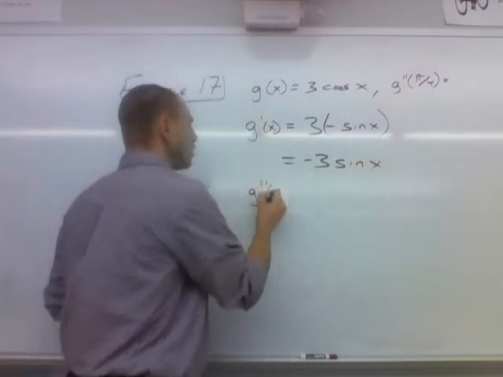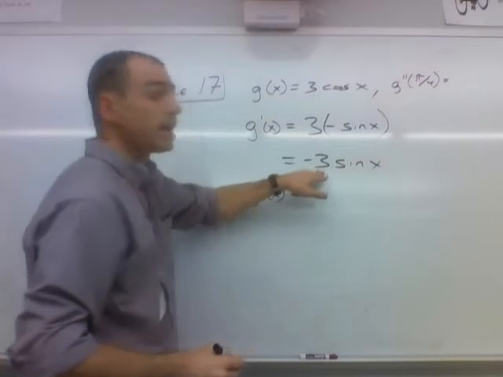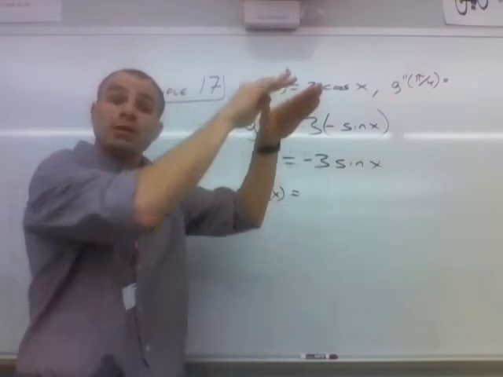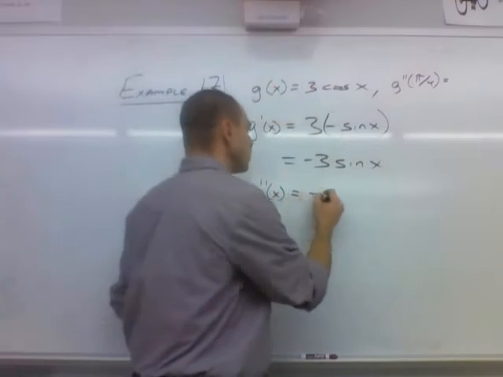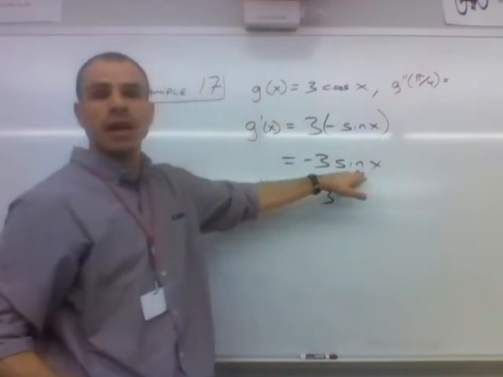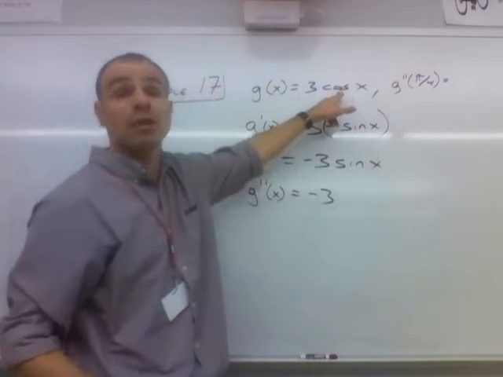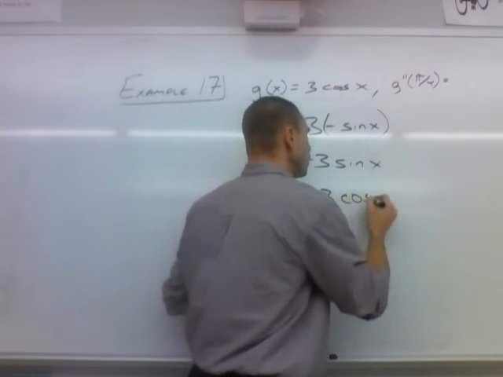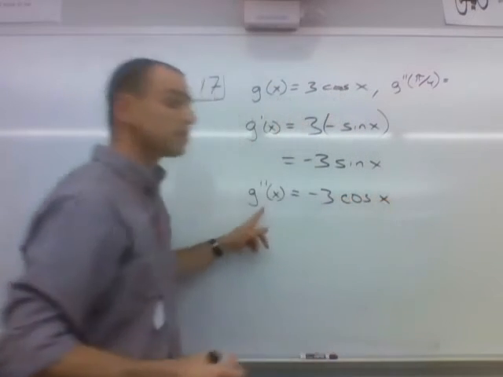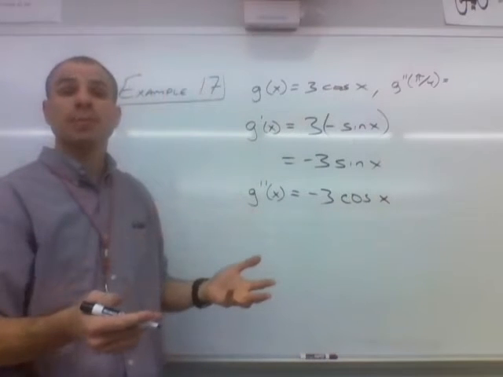Now we can get g double prime of x. Negative 3, once again, is a coefficient, so it moves down into the second derivative. And then we take the derivative of sine, which brings us back to cosine. So we have negative 3 cosine x as our second derivative in general.